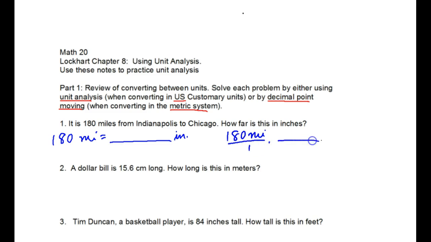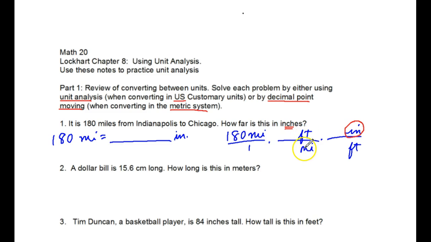And realizing that I don't have a way to convert from miles to inches, I'm going to do a two-step conversion. First from miles to feet, and then from feet to inches. Notice that my last unit is inches, and that's what I want to end up with. Okay, so I set my conversion factors. I'm going to put numbers in now.